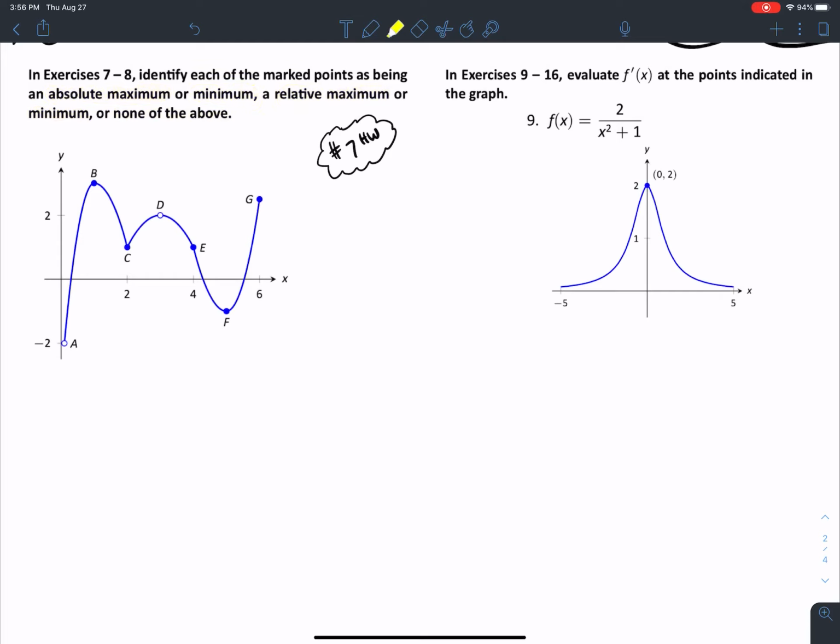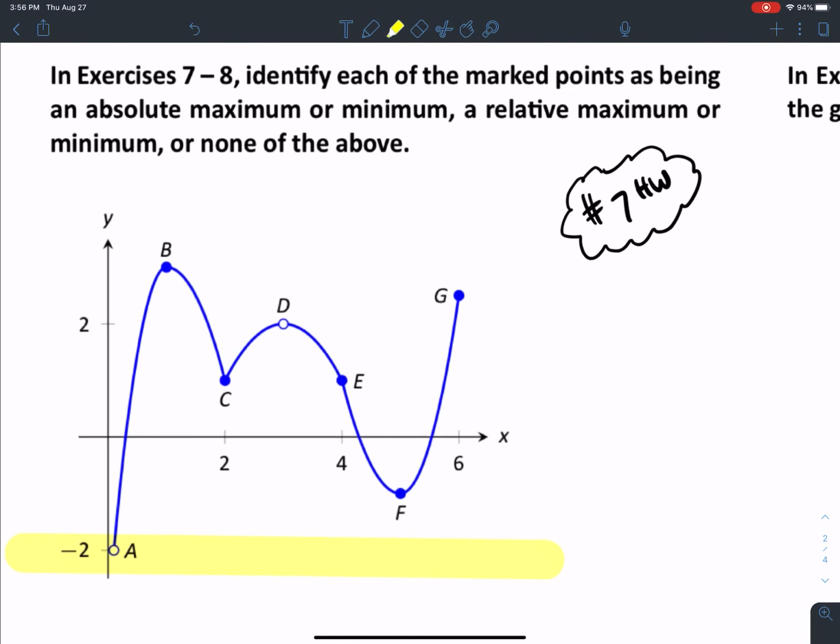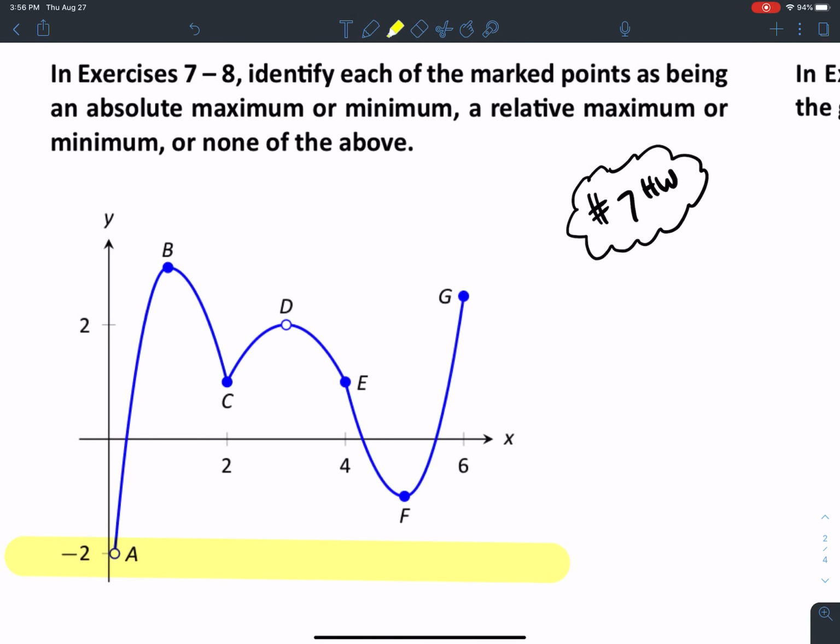All right. So the points that are marked, these are my points that are marked. So I'm going to identify each of those. I'm just going to start and go from left to right. So with A, looks like this point is the lowest point. The only problem about this point here is that when I look at it, it's not defined.